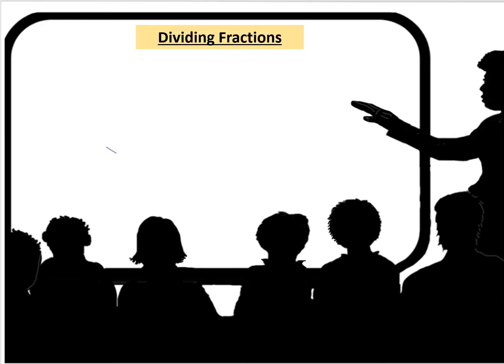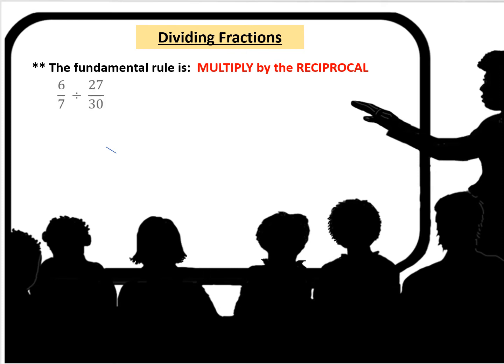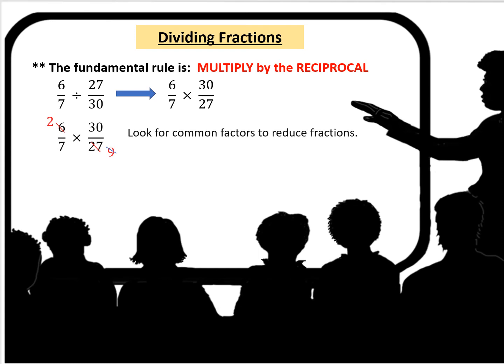When you're dividing fractions, there's one basic rule. The fundamental rule is multiply by the reciprocal. So you're going to change that division expression into a multiplication problem by multiplying by the reciprocal. So we have 6/7 and it's multiplied by 30/27.